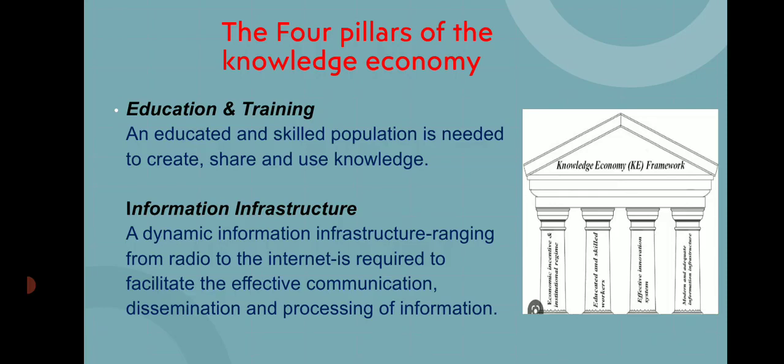First, education and training. An educated and skilled population is needed to create, share, and use knowledge. Information infrastructure: a dynamic information infrastructure ranging from radio to the internet is required to facilitate the effective communication, dissemination, and processing of information.